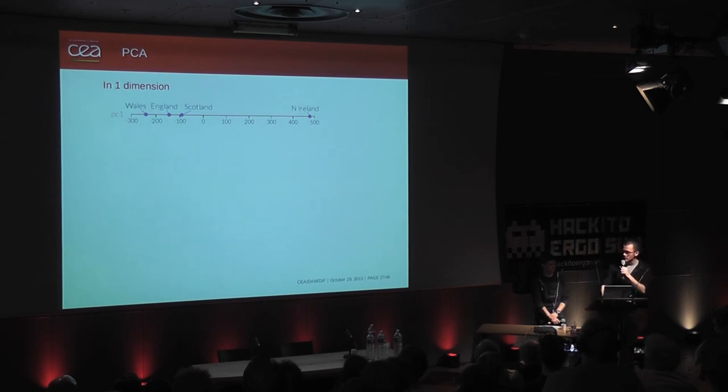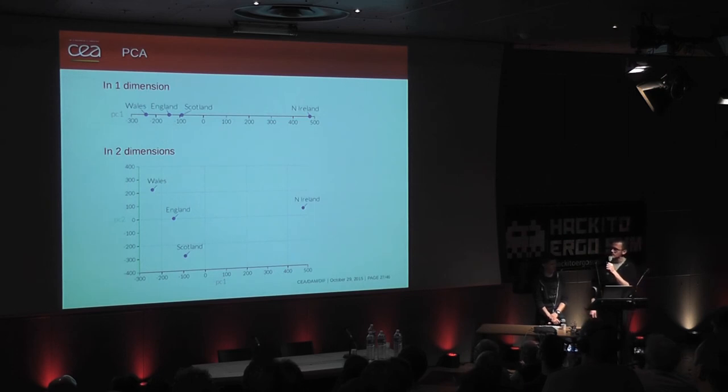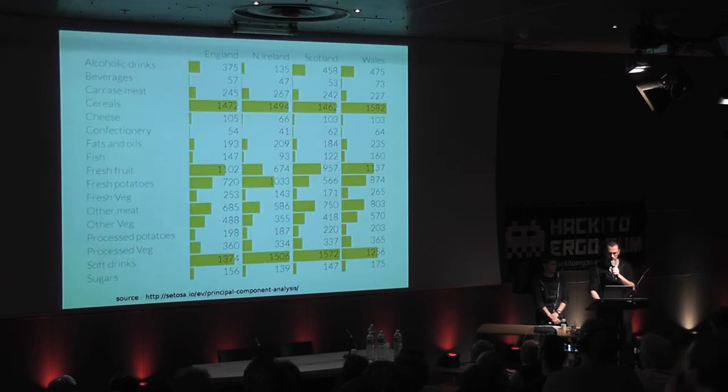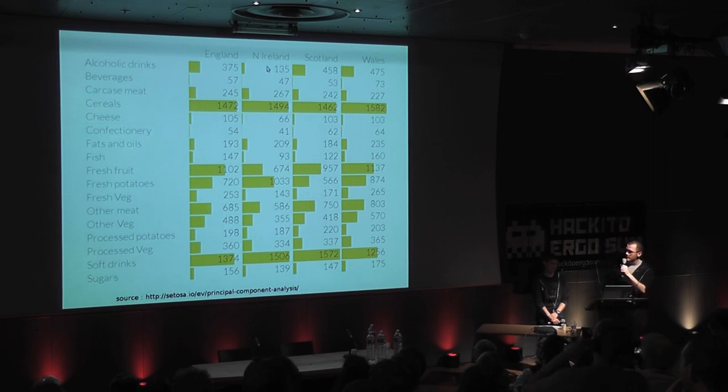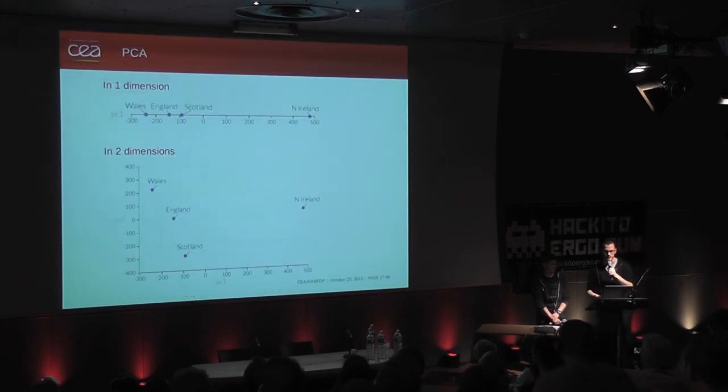If you do that in two dimensions, you lose a bit less information and you get the same result: Northern Ireland seems to be different. If we go back to the real data, we can see that, for instance, Northern Irish people eat way less fruit than the others, but they eat way more fresh potatoes, and I think they drink a bit less also. So that's what the PCA found relevant and decided to show us in the representation.